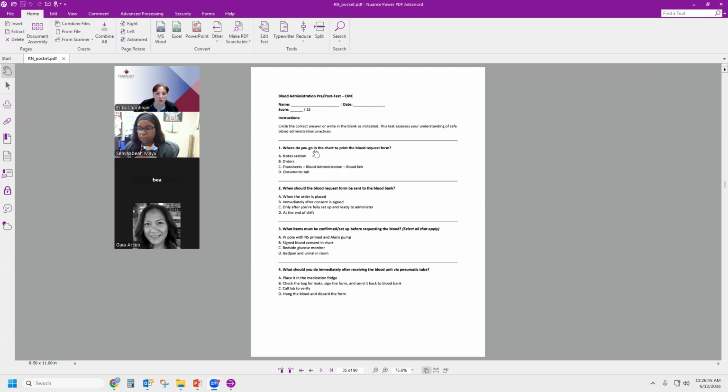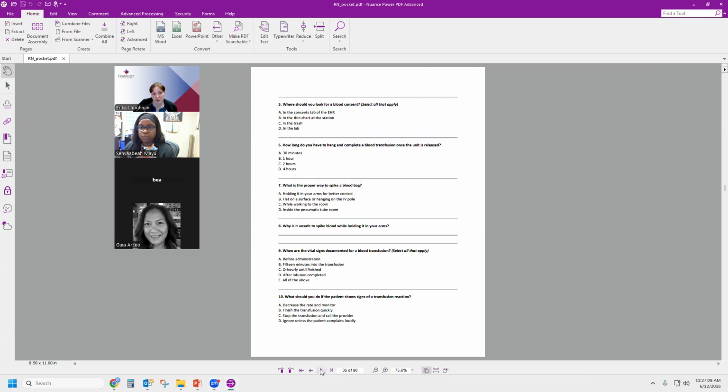So we have, where do you go on the chart to find the blood request form? When should you request the blood from the blood bank? And by policy, it's like only when you're ready to hang it. So don't do it while you're doing all of this other stuff because you don't want it to sit for too long. The blood will get warm. What items must be confirmed at the bedside before giving the blood? What should you do immediately after receiving the blood?